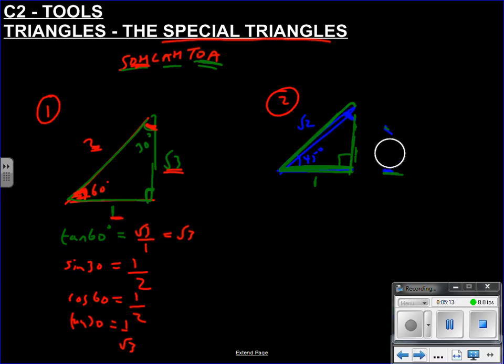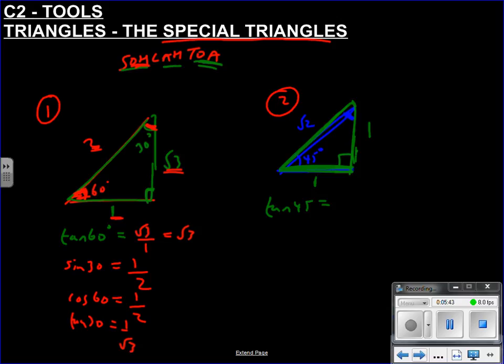And we can rub this one off now. What's that length? Again, let's call that x. So we know x squared is root 2 squared, so hypotenuse squared, take away the other length. So this is 2 take 1, so this is 1, so x is 1. So we now know our special triangles here. So this is length 1. So again, we can start working stuff out.